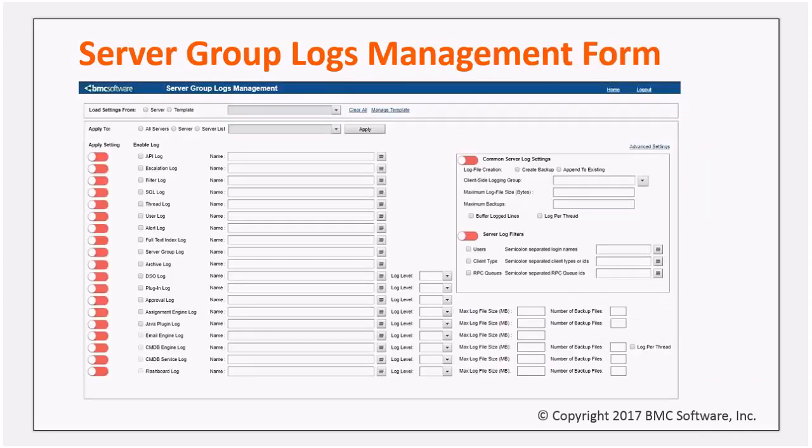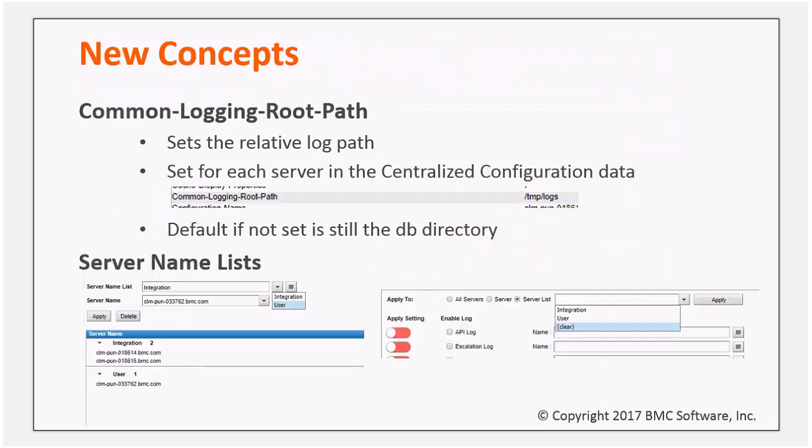Service Pack 4 introduces the new Server Group Log Management form, which can be used to view and set the logging options across one, some, or all of the servers in your group. We'll see examples of this in the demonstration shortly, but you'll see that the form is very similar to the layout the server information form we're familiar with uses. The main difference is the addition of the Apply Setting switches, which are used to determine which options are actually committed to the servers when the Apply button is pressed. Before we look at this in detail, we need to be aware of some new settings and concepts.